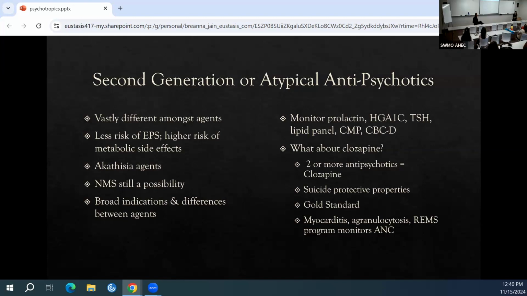Your biggest offenders for causing akathisia are aripiprazole, Abilify, Vraylar in higher doses, and then Rexulti to a lesser degree. Cariprazine is the highest. We still use these medications, it's just going to be monitoring, and a lot of the akathisia is dose dependent, but not always.